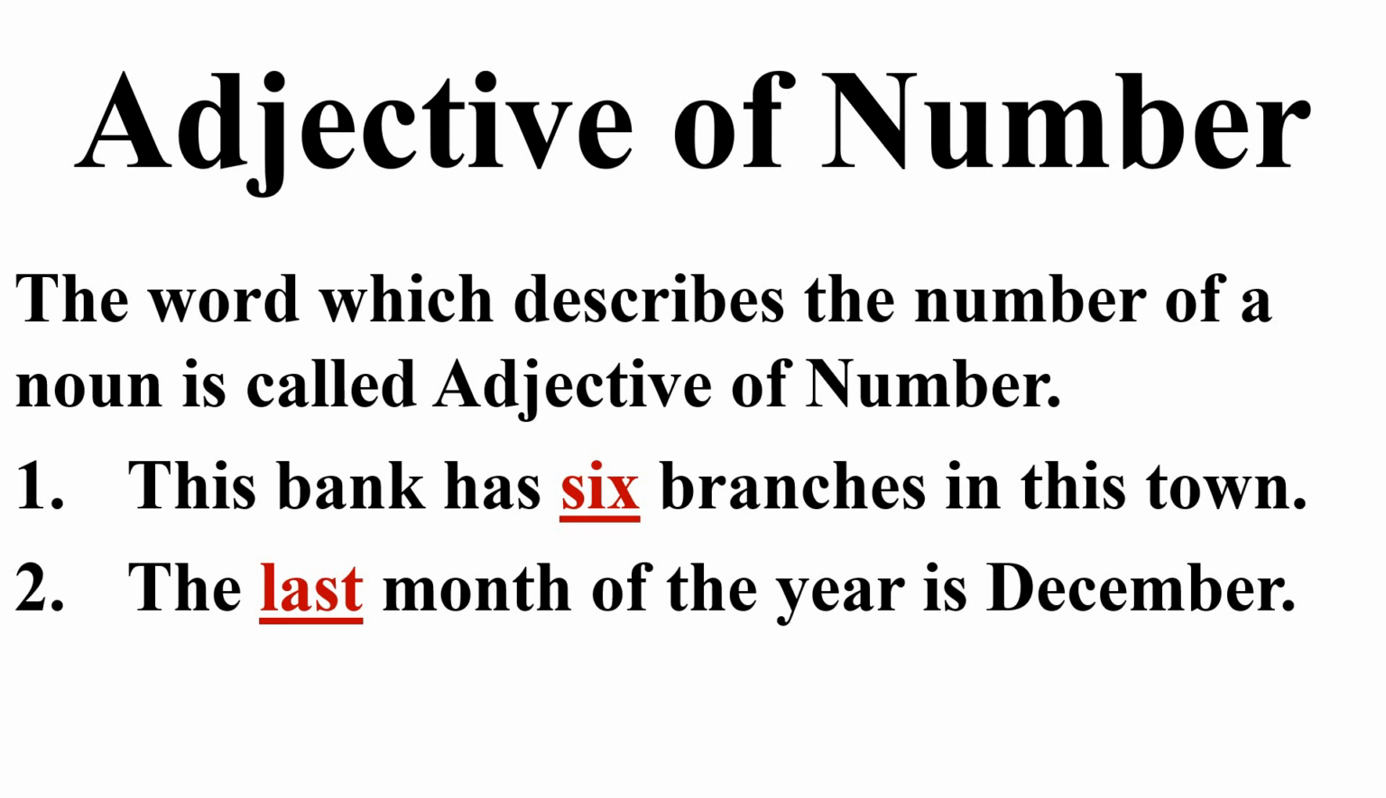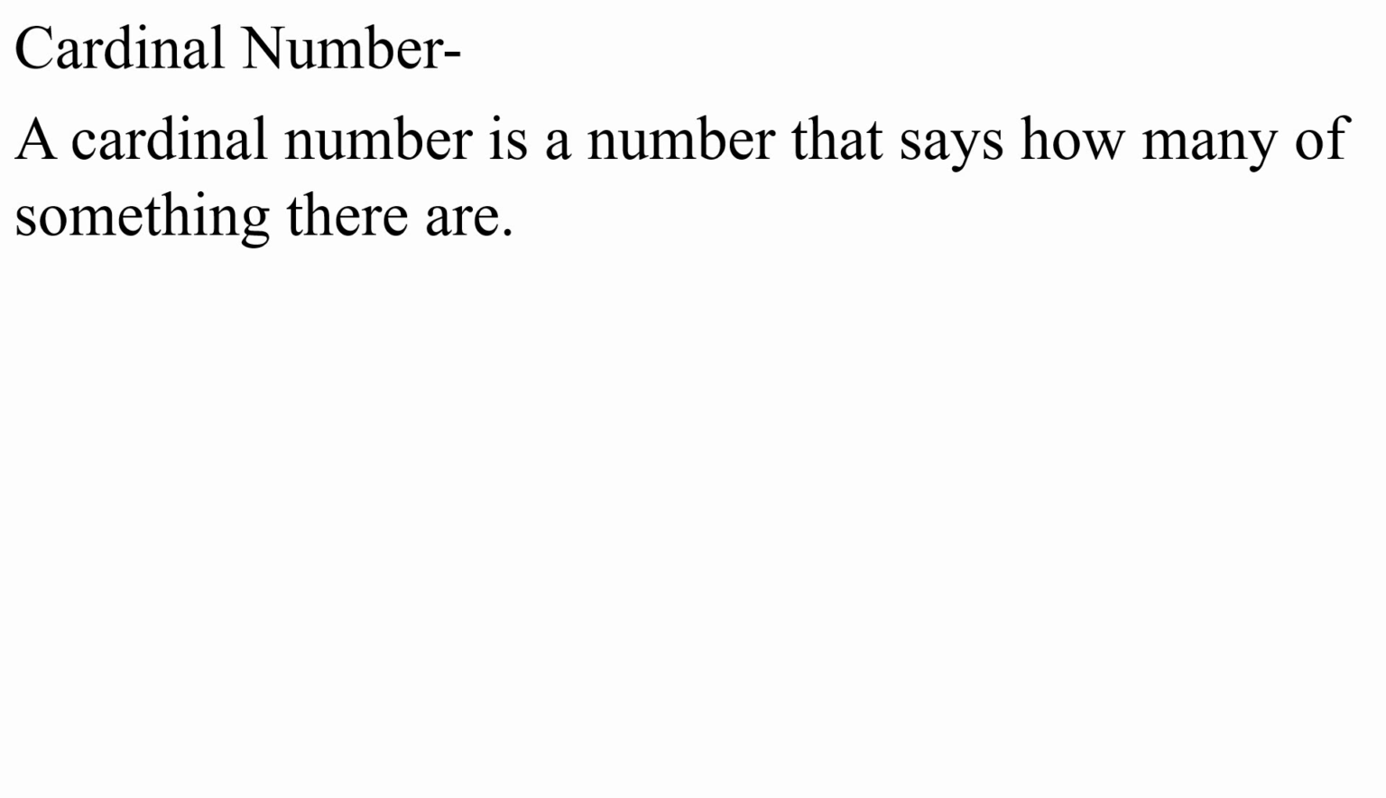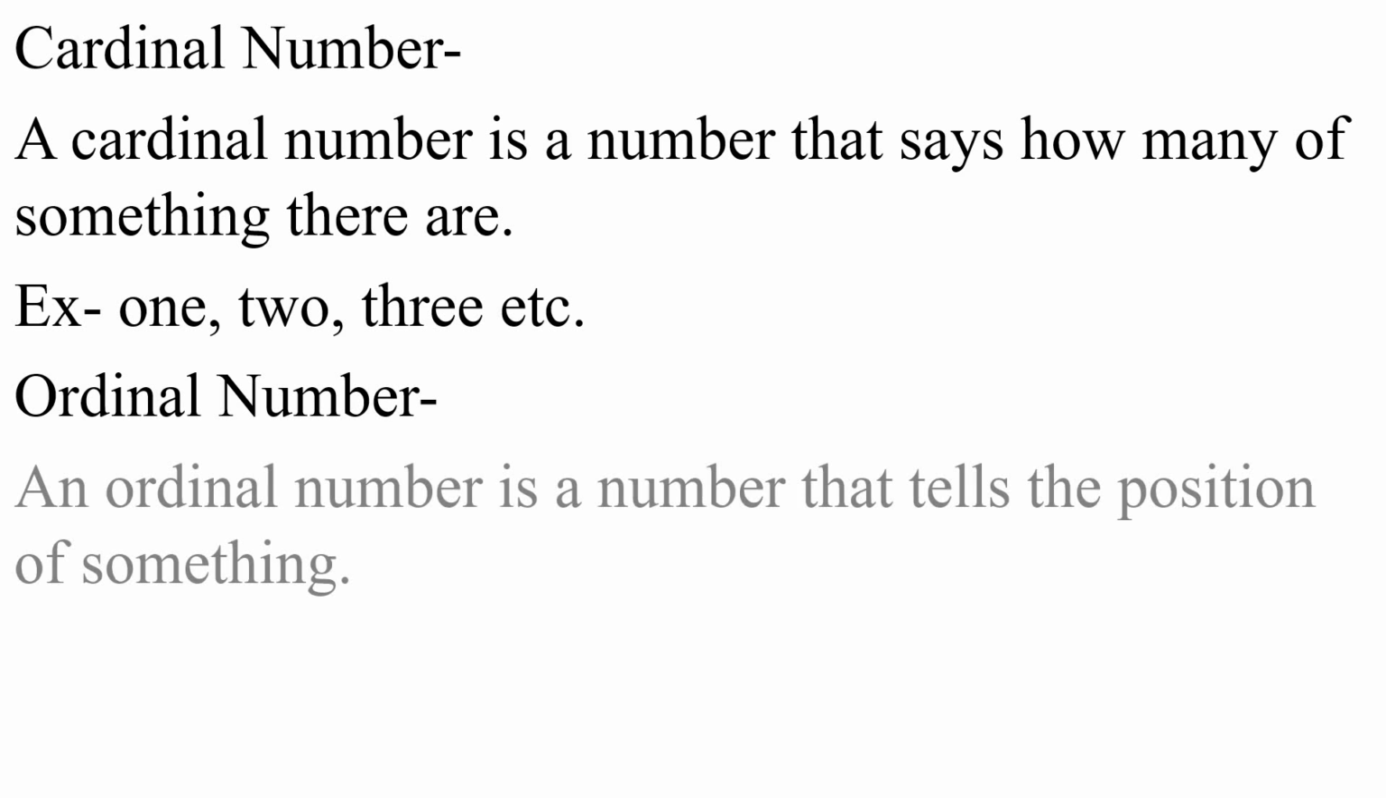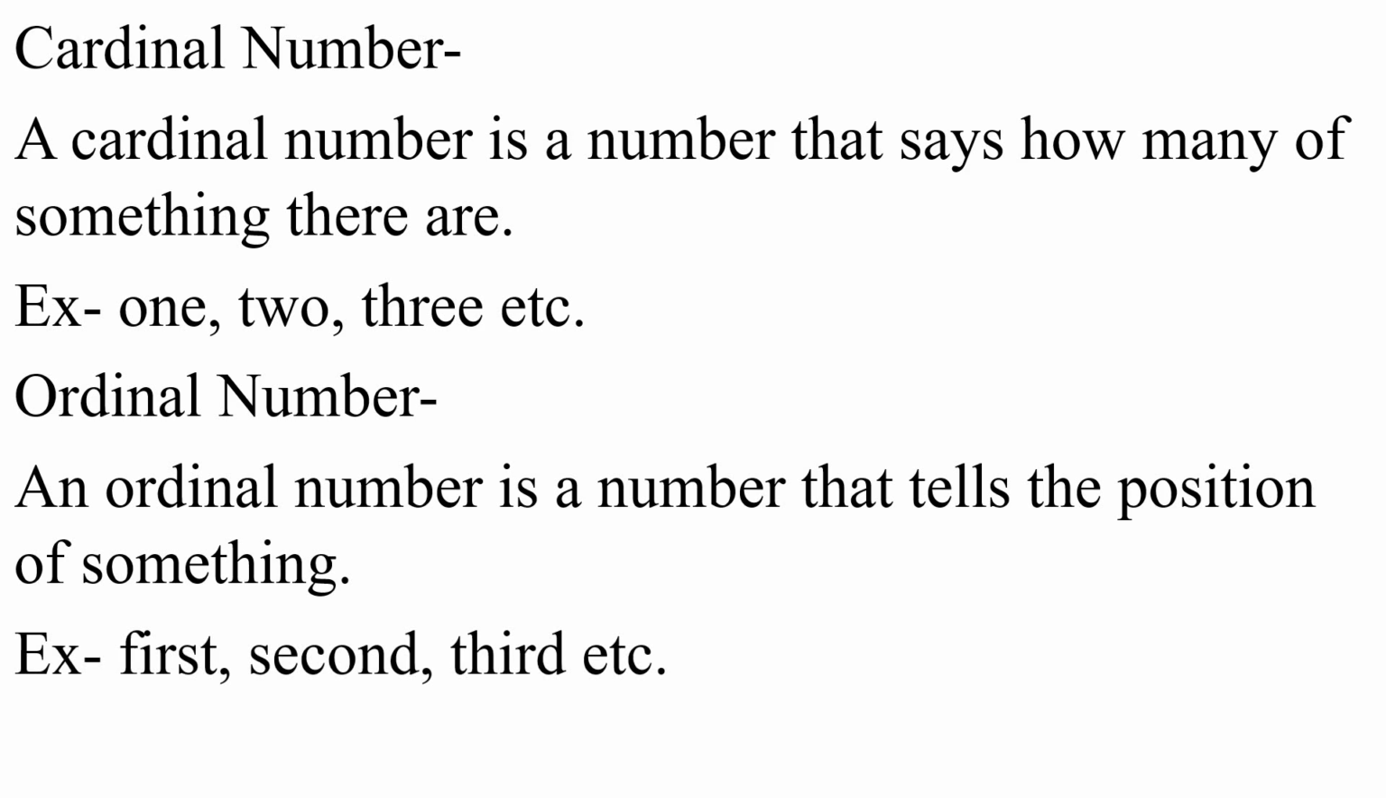Students, आपको adjective of number में cardinal और ordinal दोनों types के number मिलेंगे. Hopefully you are aware of ordinal and cardinal numbers. A cardinal number is a number that says how many of something there are, जैसे 1, 2, 3, etc. An ordinal number is a number that tells the position of something, जैसे first, second, third, etc.